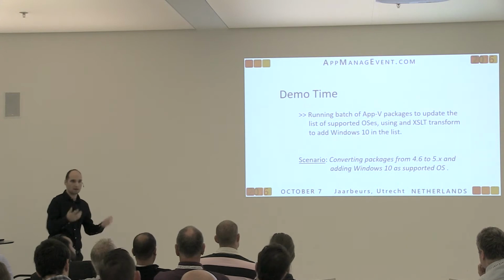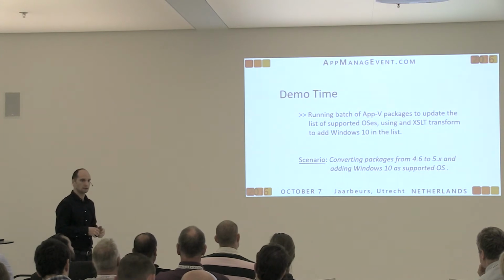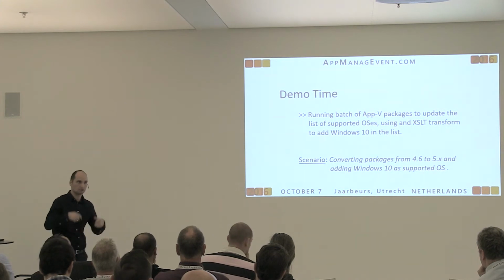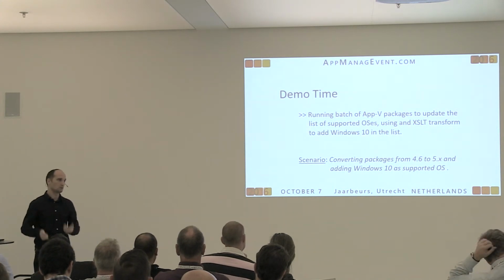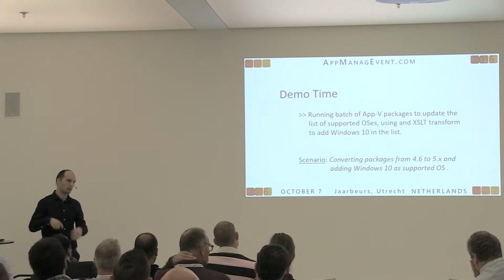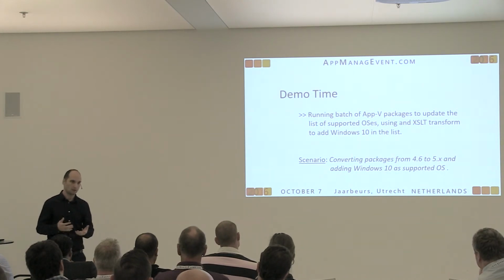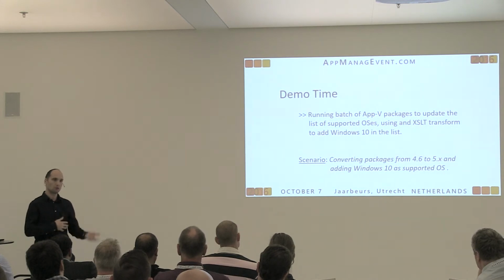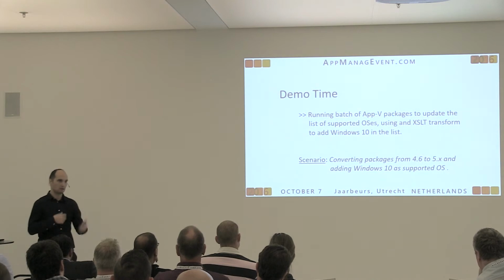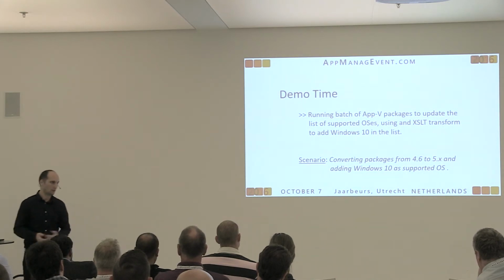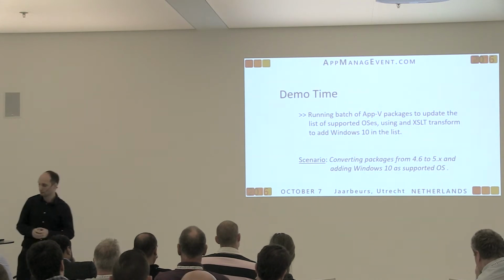Or you already have a set of packages that for some reason don't support Windows 10. And you don't want to edit all those packages, start the wizard from the sequencer, click next, next, next, just to check a checkbox and then save the package. That takes time, it's error prone, you can break something else in the package, and it's annoying after you do it for 10, 20 packages. Even if you have more packages, then it's really a waste of time.